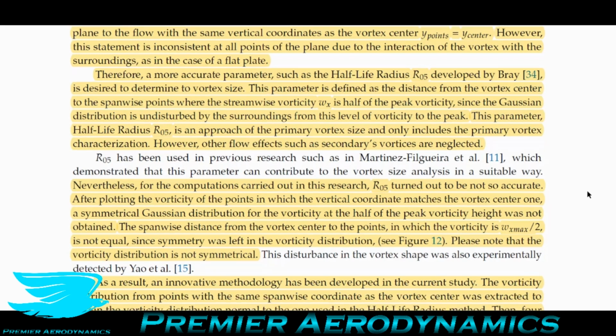This method, they say, for the computations carried out in this research, turned out to be not so accurate. After plotting the vorticity of the points, the normal distribution for the vorticity at half of the peak vorticity height was not obtained. So in other words, even when you look at when the vorticity is half the maximum, it's stretched to the point where it's no longer axisymmetric. So this method does not work. The spanwise distances from the vortex center to the points where the vorticity is half the maximum are not equal, so the symmetry was not found in the vortex distribution.